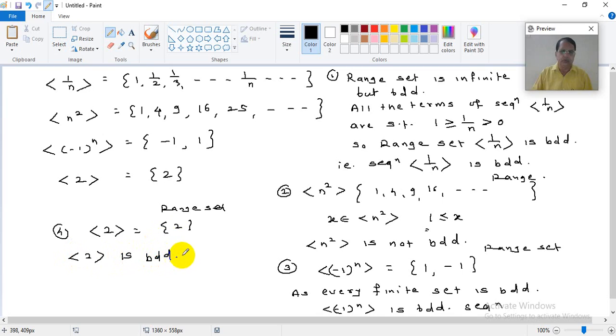So you should know what is meant by a sequence, then what is meant by the range set of the sequence, and by considering the cardinality of the range set of the sequence you can tell whether the set is bounded or not.